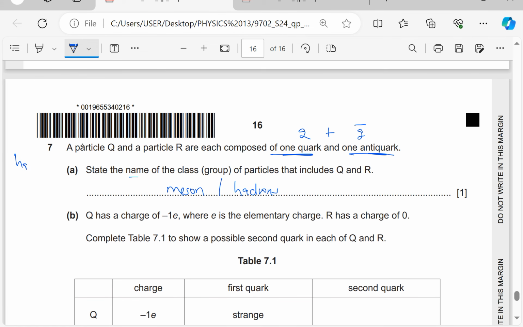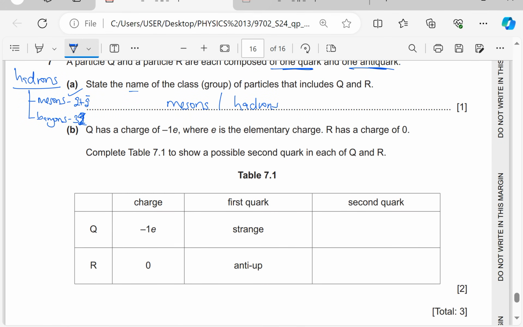Remember, hadrons are a class of particles which are made up of quarks, but hadrons are of two types. We have the mesons and we have the baryons. The mesons are a quark plus an antiquark. Then the baryons are basically three quarks, not three antiquarks. So specifically, either you call them mesons because it's a quark and an antiquark, or just call them hadrons. So it is mesons or hadrons.